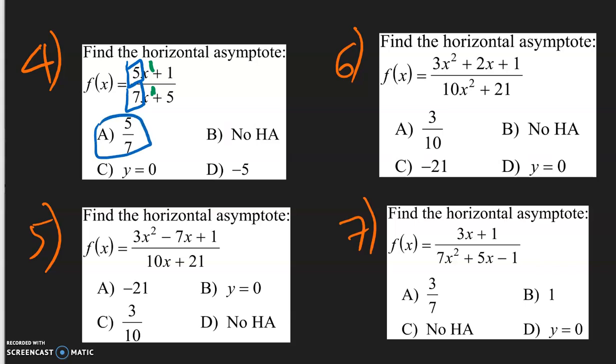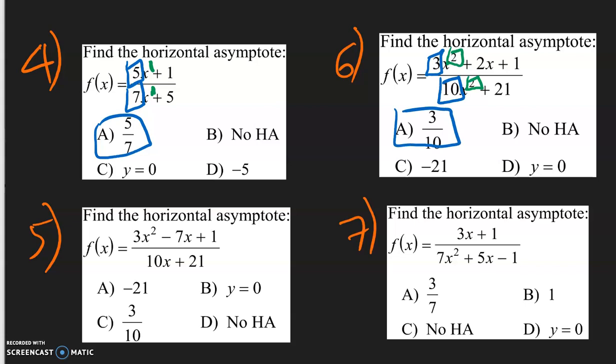And this is also similar to if we jump over to number 6. You see how number 6, the biggest exponent on the top is 2, and on the bottom is also 2, so because they're equal, the horizontal asymptote will simply be 3/10, letter A.